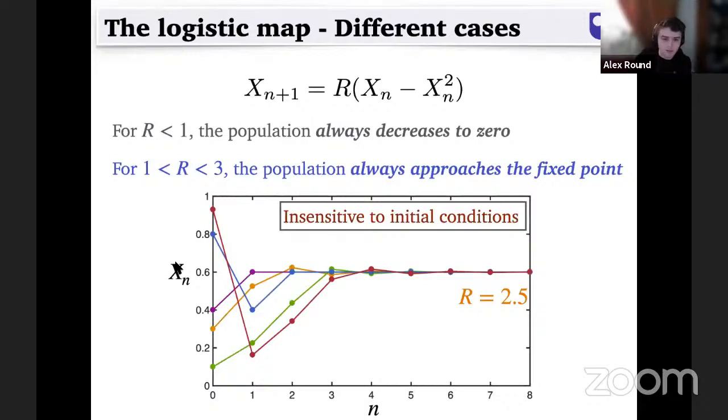What we mean by this is, if we choose r, in this case on the graph r is 2.5, and yet we have a variety of different colors that show different initial conditions, they all tend to the same fixed point. So no matter what initial point you choose, as long as r is the same, they all go to this same fixed point, as long as r is between 1 and 3.